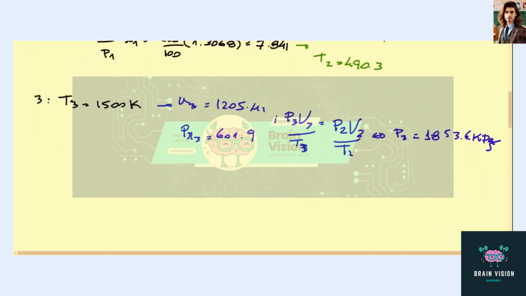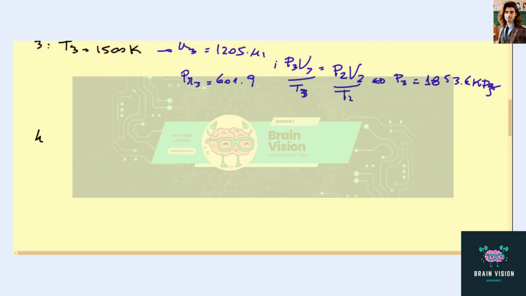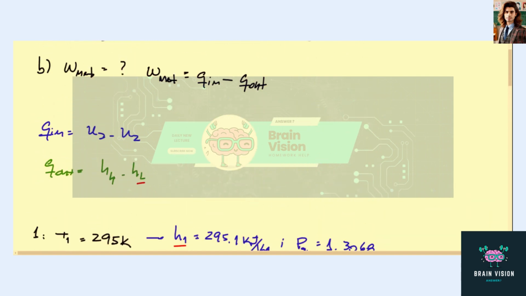Finally, at point 4, what we want is the enthalpy. Therefore, let's find the relative pressure. The relative pressure is just P4 divided by P3, times Pr3. This is just 32.79, which means that the enthalpy at point 4, looking in the table, is 739.71 kilojoules per kilogram.